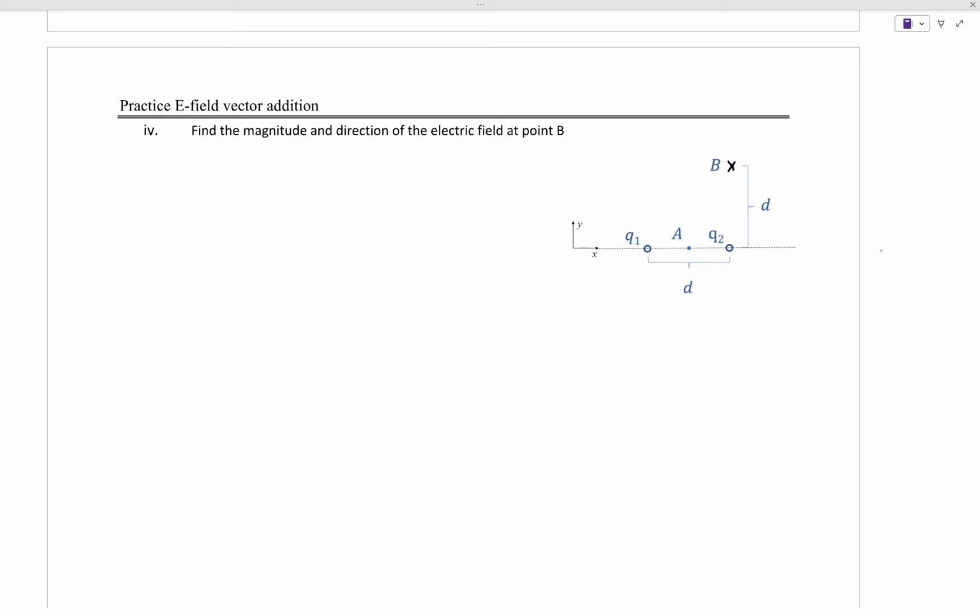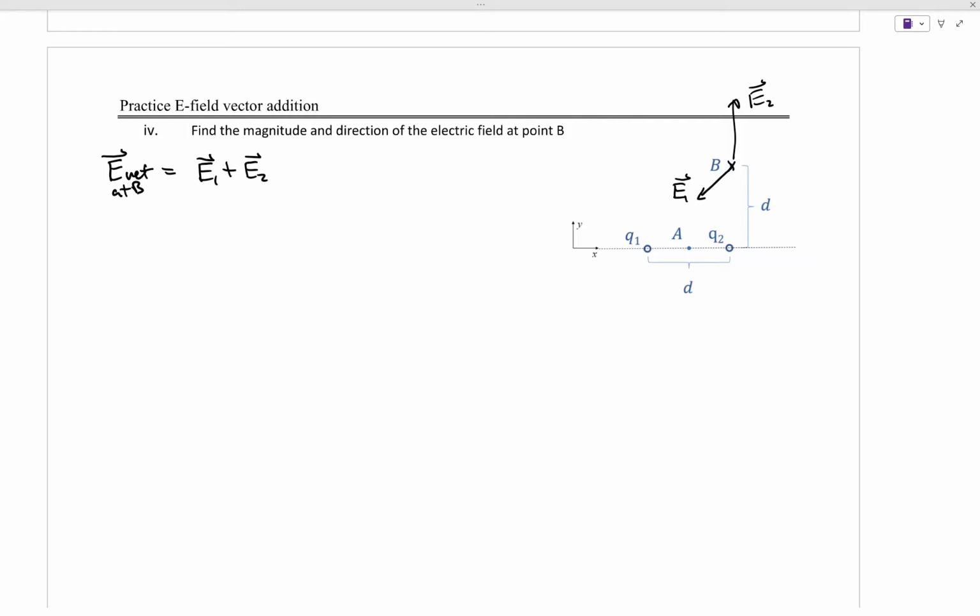qualitatively, we know we're going to have an electric field due to Q1 that would point like this. Maybe we call this guy E1. It would be pointing towards it because it's negative. And then we would have a contribution that would be pointing like this, due to E2, due to Q2, because Q2 is positive, so it would be pointing directly up. And then the E net at B is just E1 plus E2 in my cartoon. And so we need to work out what those two contributions are and then add them up.